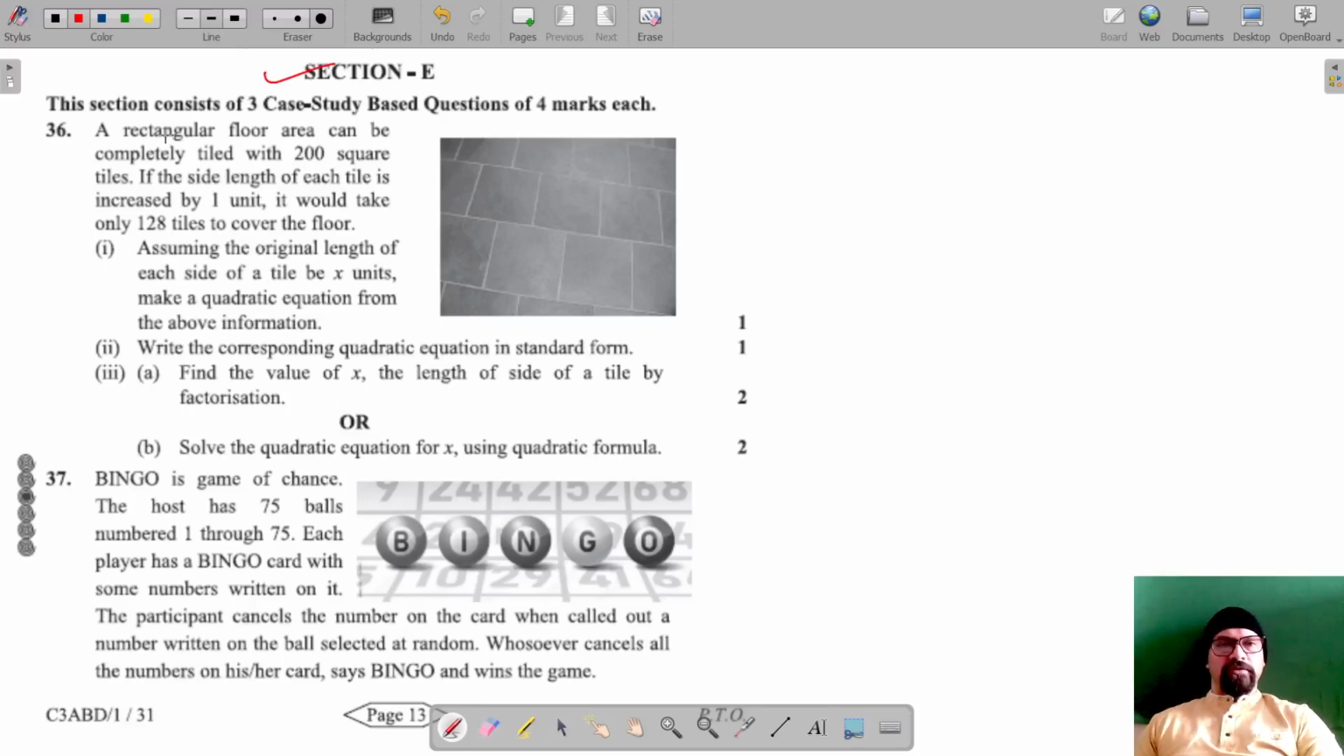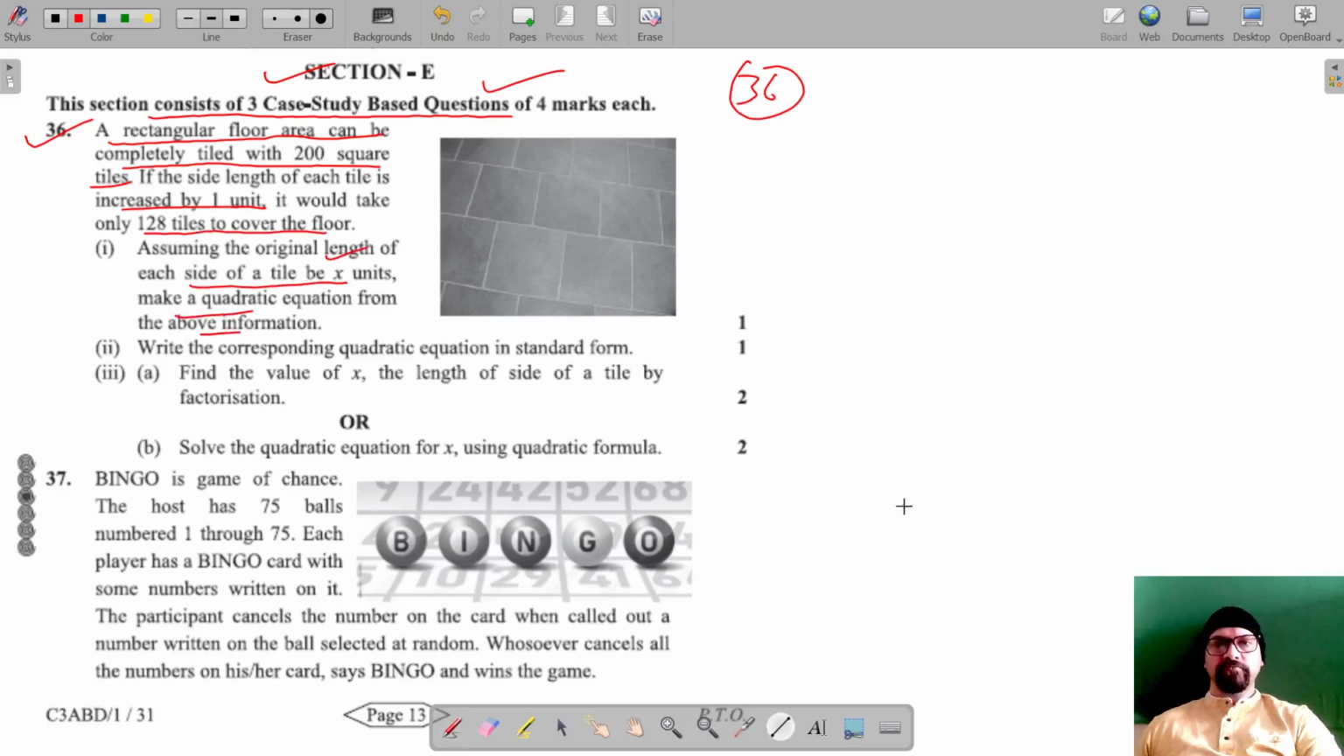For section E, this section consists of 3 case study based questions of 4 marks each. Let's try to solve the first one, that is the 36th. It's given that a rectangular floor area can be completely tiled with 200 square tiles, and if the side length of each tile is increased by 1 unit, it would now take 128 tiles. Assuming the original length of each side of the tile to be x units, we have to make the quadratic equation.